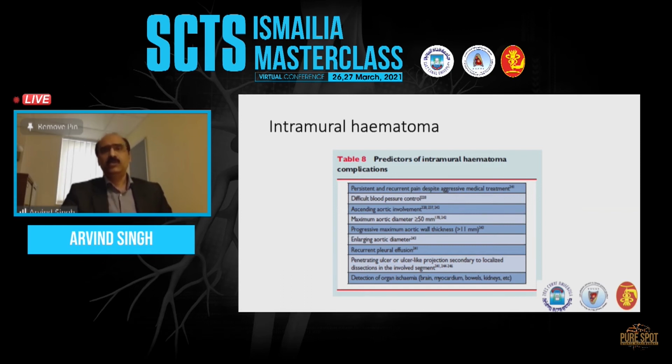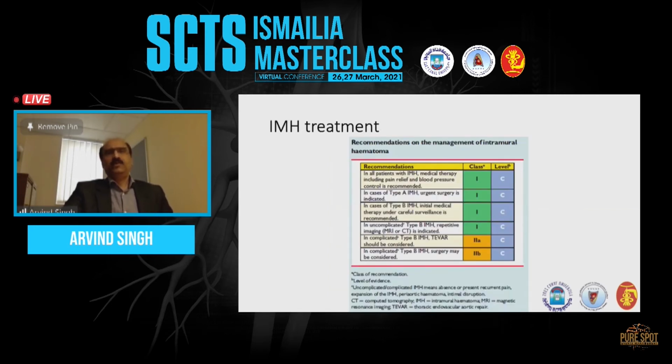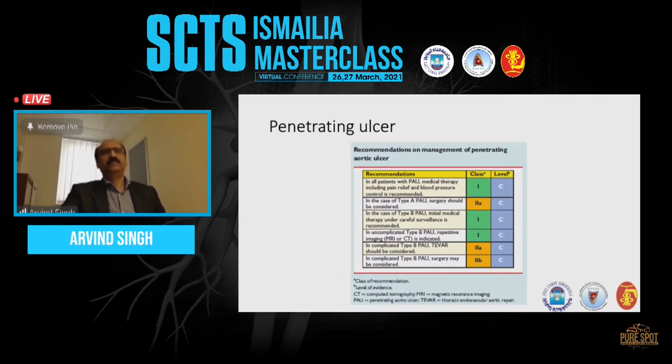So now the guidelines are quite clear. Treatment of intramural hematoma literally follows the treatment of aortic dissection: type A to be operated upon, and type B to be treated medically, which is what the European guidelines now reflect.